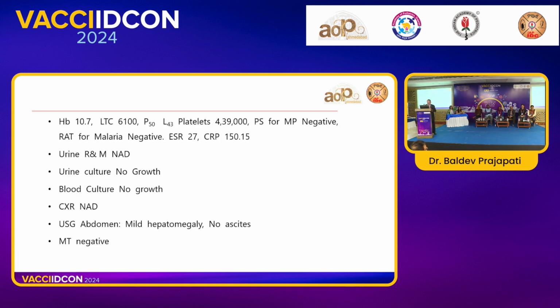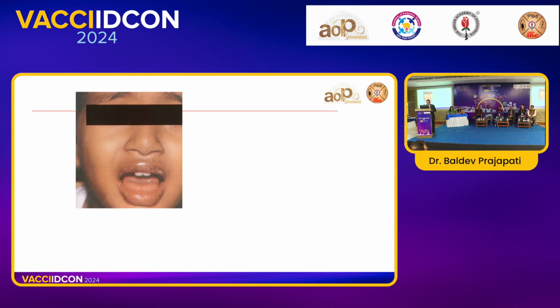Now, again, repeat investigations are not helping much. As you said, other infections we ruled out. Urine was normal, culture no growth, X-ray was normal, USG abdomen mild hepatomegaly, no ascites, Mantoux test was negative. But what next, we have already discussed.